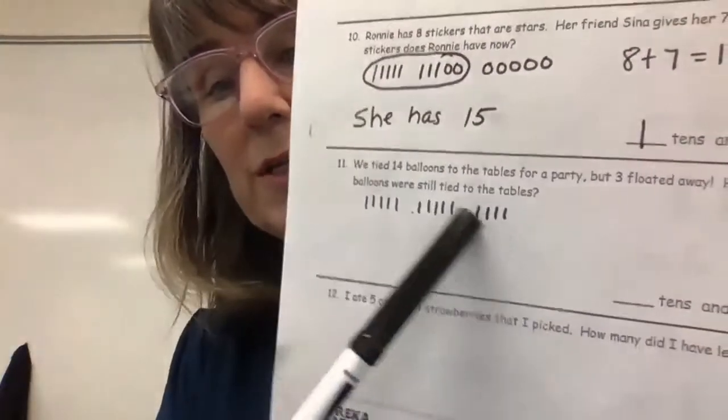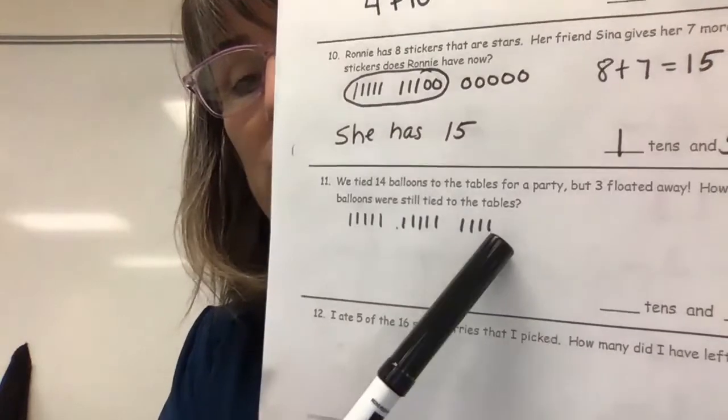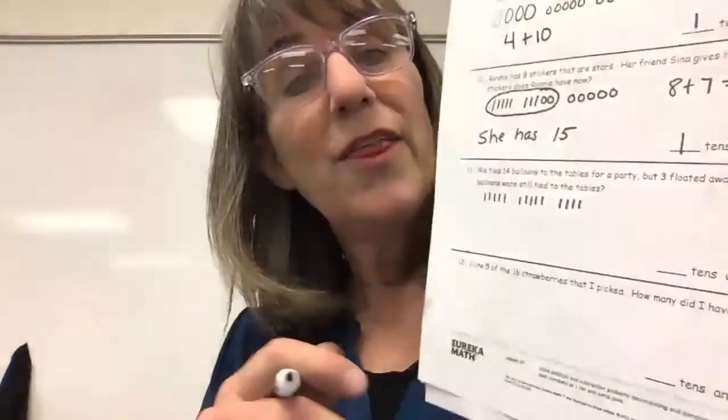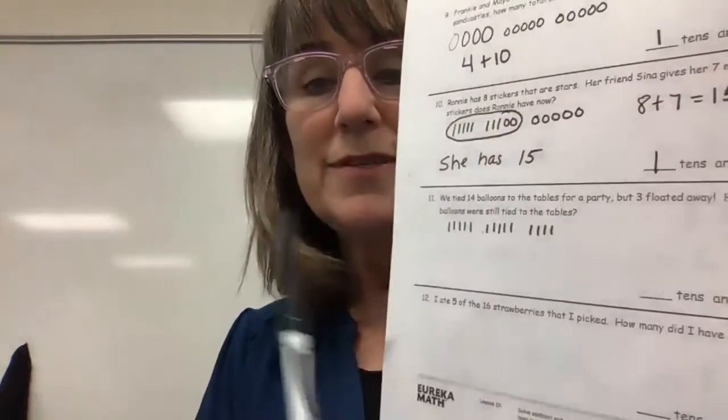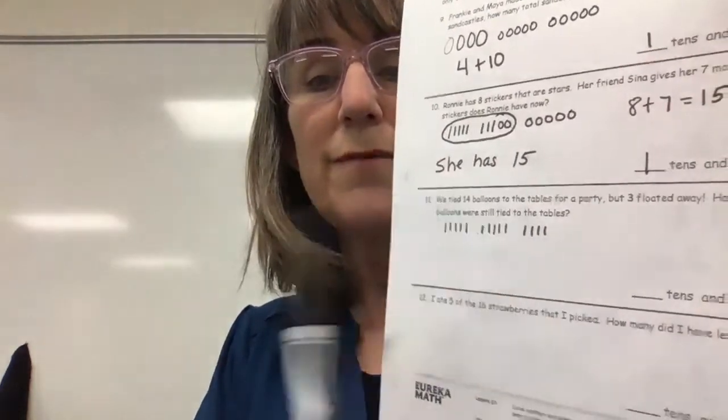Number 11. We tied 14 balloons to the table for a party, but 3 of them floated away. How many balloons were still tied to the table? Let's draw a picture first. How many did they have to start with? 14. 1, 2, 3, 4, 5, 6, 7, 8, 9, 10, 11, 12, 13, 14. So first you're going to draw your picture. 14 balloons. How many floated away? 3. So that was a problem of some and some went away. So we're going to cross off 3 of them.